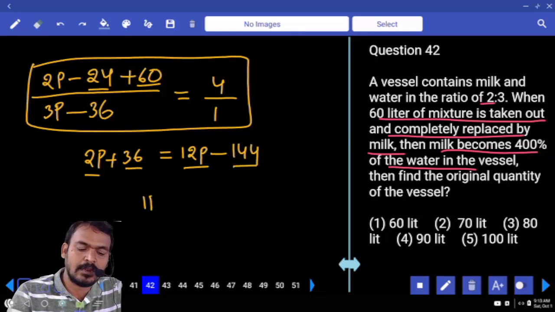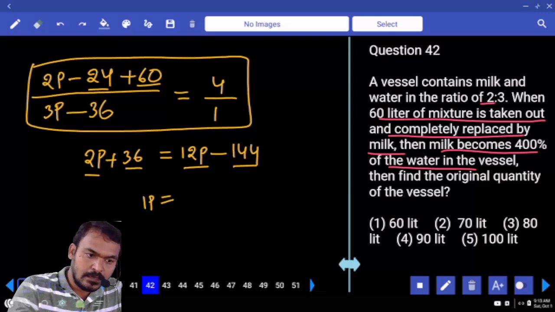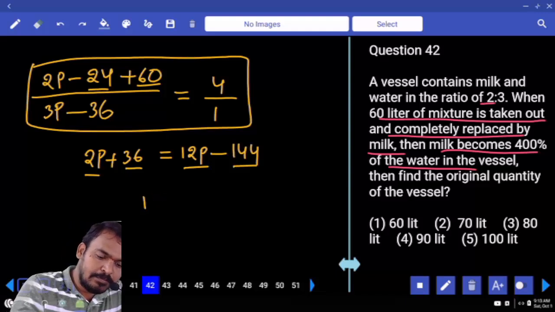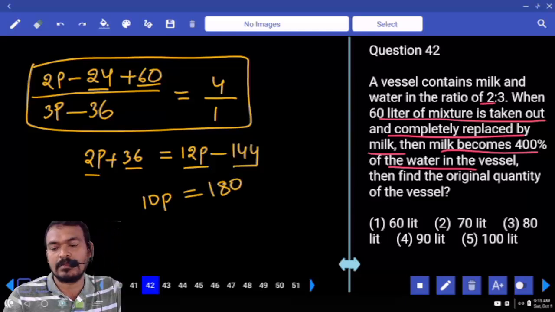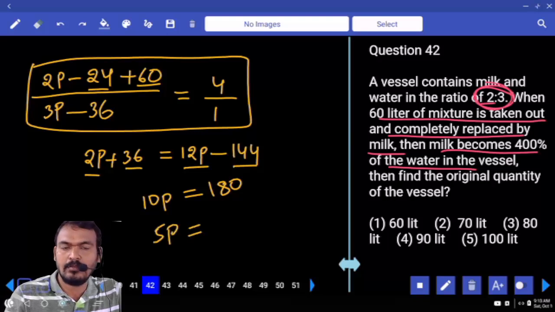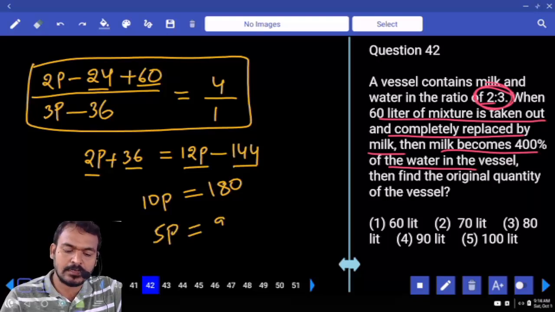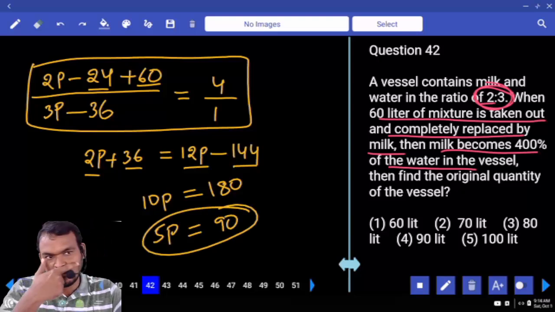Then every 1 part equals how much? 10 parts equal to how much? 180. But we require how many parts? The sum of 5 parts, or not? Means it is almost half the content. How many liters? 90 liters, or not?